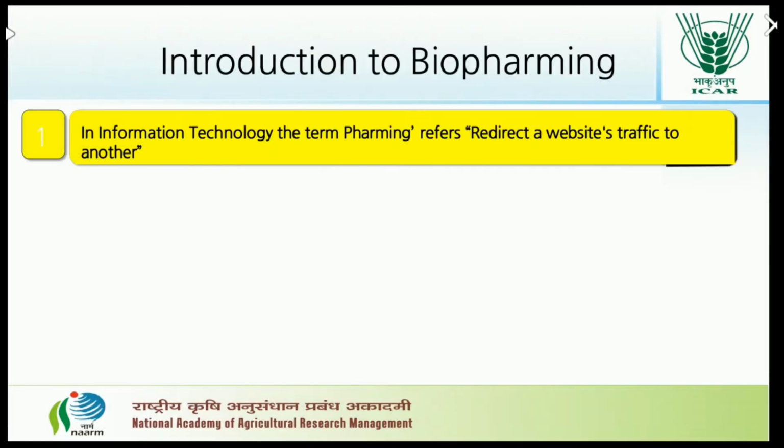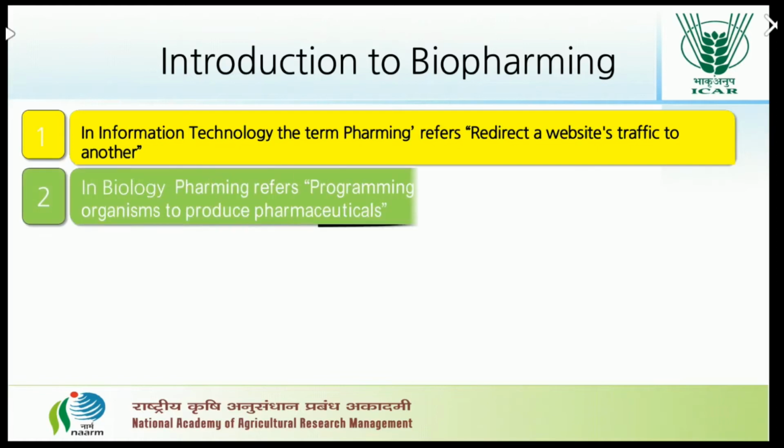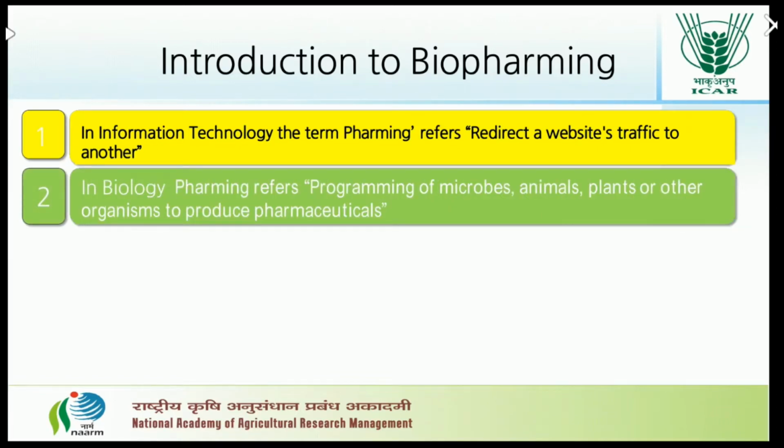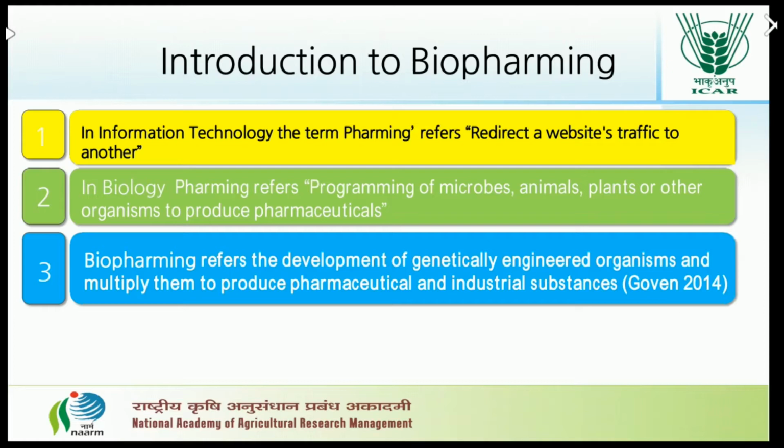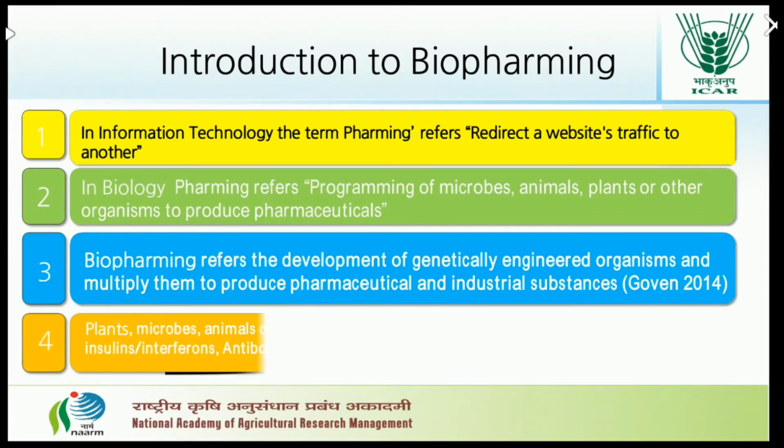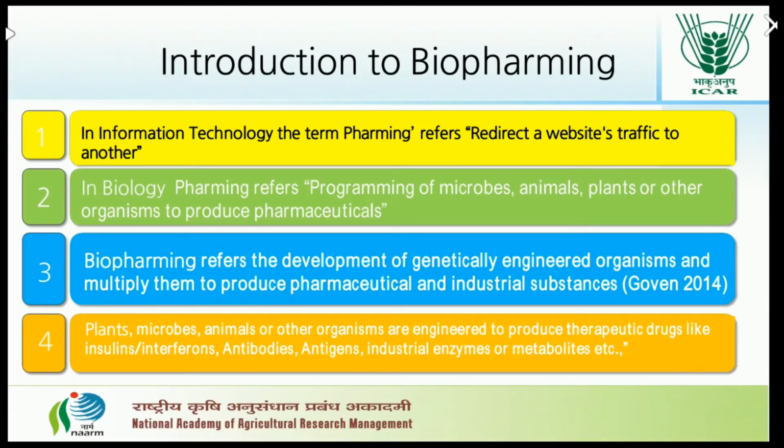The term farming in information technology refers to redirecting a website's traffic to another website. We utilize this meaning in biology. Farming refers to programming of microbes, animals, plants, or any other organisms to produce desirable enzymes or chemicals and pharmaceuticals.